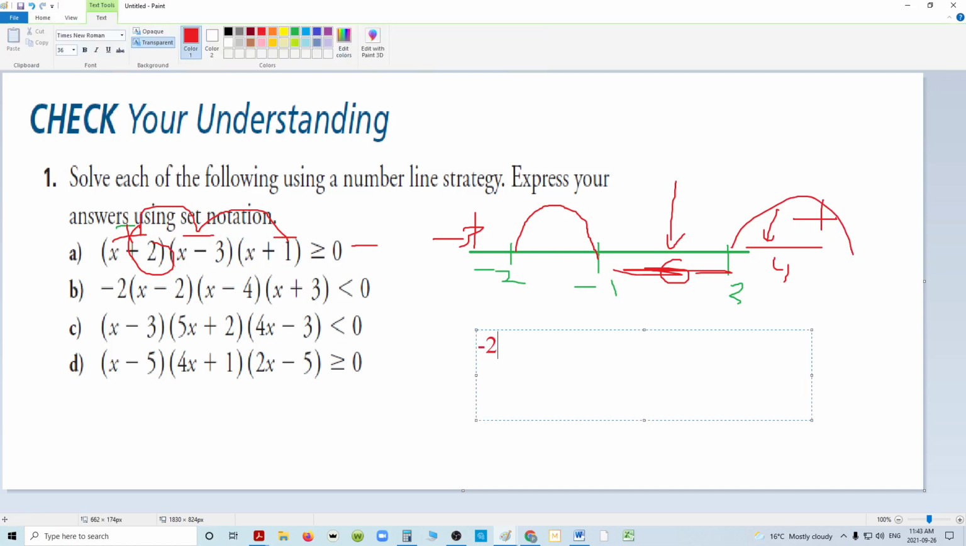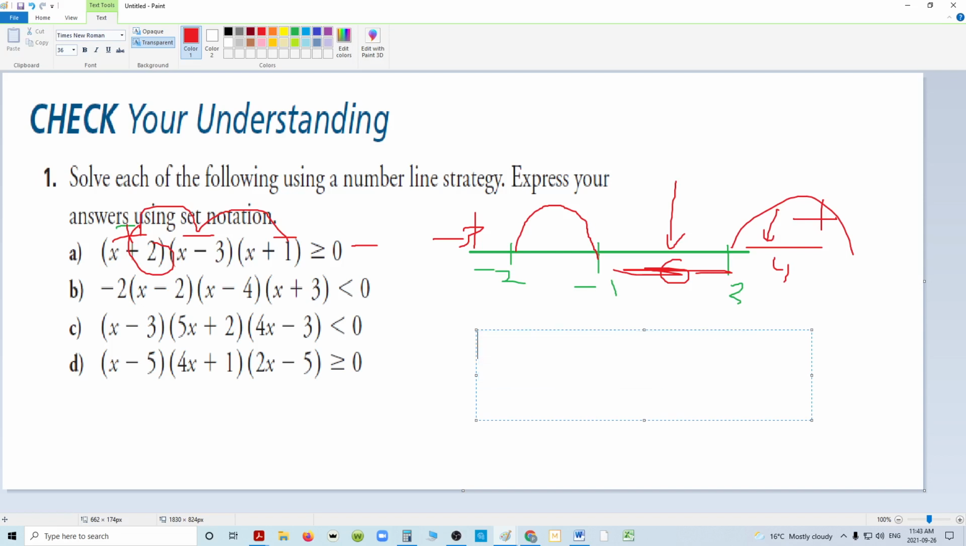So right now, I can note it this way. I can say when minus 2 is smaller or equal, because it's bigger or equal to 0, than x, and smaller or equal to minus 1, or when x is bigger or equal to 3, the function in A is above or equal to 0. And that's how you would answer.